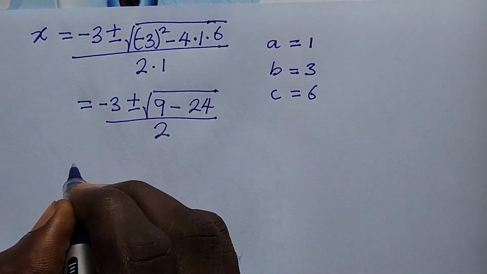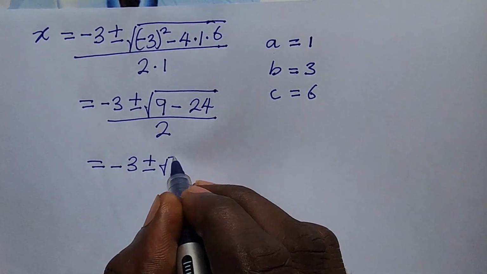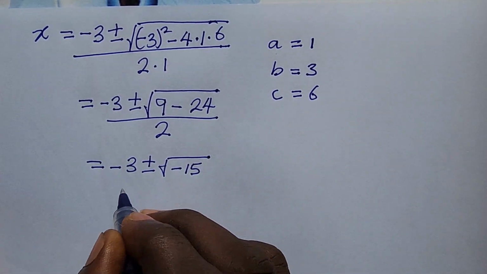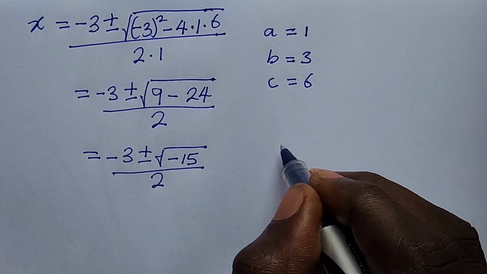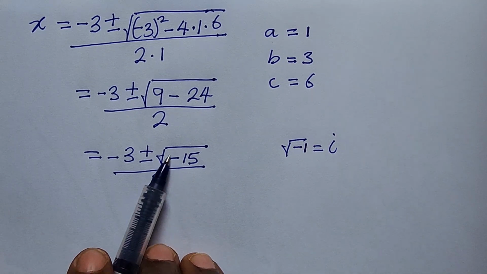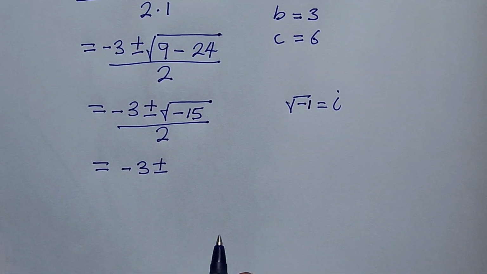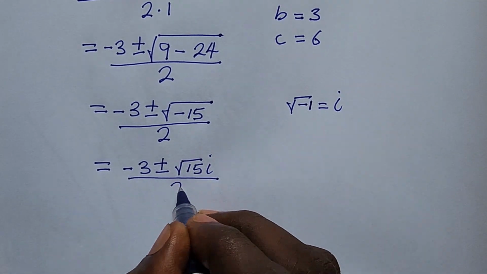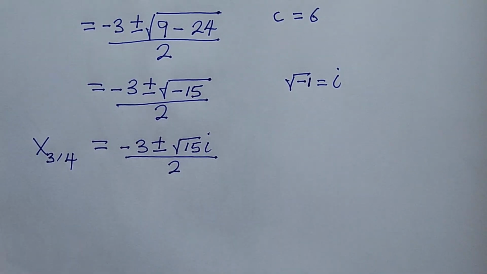Good. Are we learning something here? So this will now be equal to minus 3 plus or minus the square root of 9 minus 24, that will give us minus 15, all over 2. Now recall, we have been taught that the square root of minus 1 is equal to iota. So we can bring in iota in here. So this will now give us minus 3 plus or minus the square root of 15 iota all over 2. So we have our x3 and x4 from this.